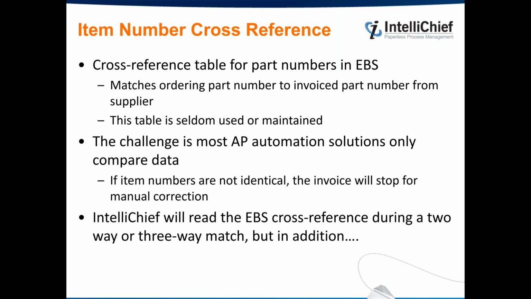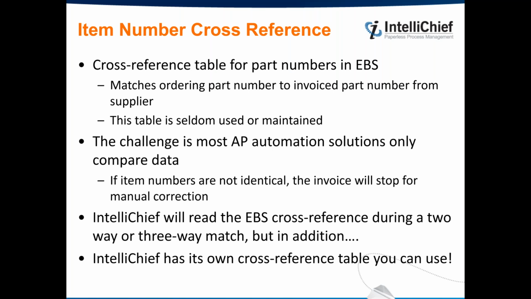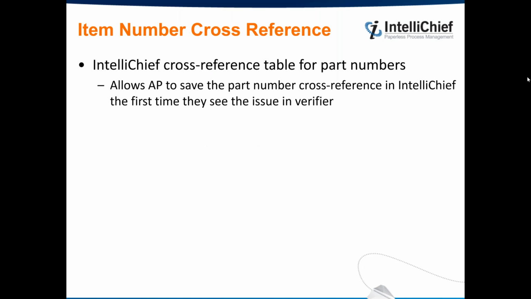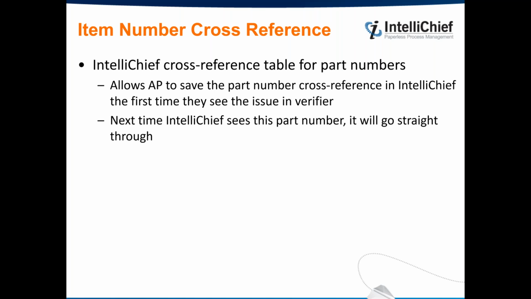Well, if you use the table and keep it updated during your match process, we'll certainly read that. But the system also has its own cross-reference table that you can teach it, which improves its accuracy. So the longer that you use the tool, the more straight-through processing occurs. To give you an example, it will throw an error to the user and say, hey, this one doesn't match up, the first time they see it. And then it gives them a place to say, do you want us to correct this? We say yes. And the next time it sees this, it won't ask.